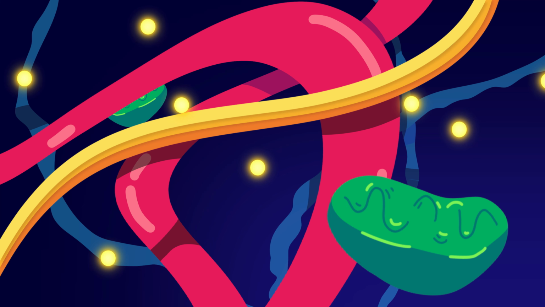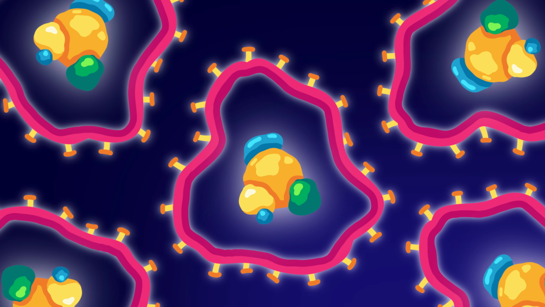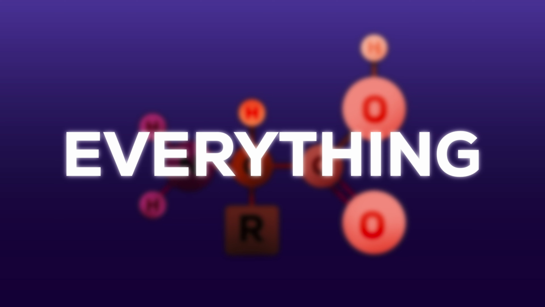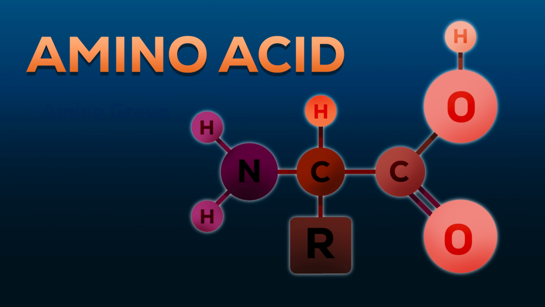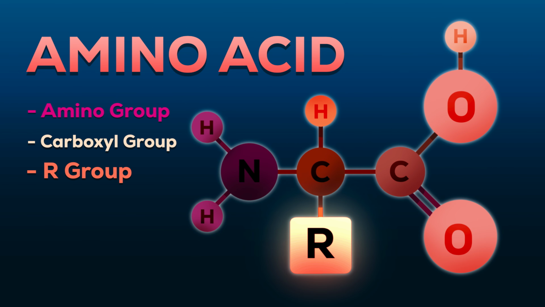Proteins can transport molecules, act as structures or storage, or as enzymes that expedite biological reactions. Proteins do almost everything. The monomer of proteins is called an amino acid. An amino acid is composed of an amino group and a carboxyl group alongside an R group.